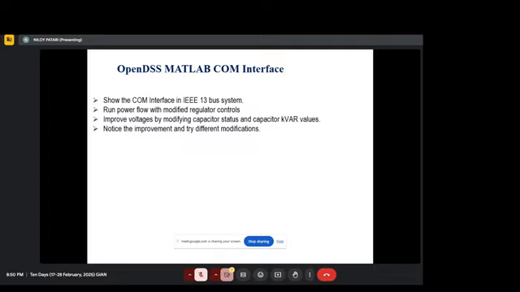So we'll just see how the OpenDSS and MATLAB interface works. I'll give you a hands-on example in the IEEE 13 bus system, so it will be easier for you to understand.